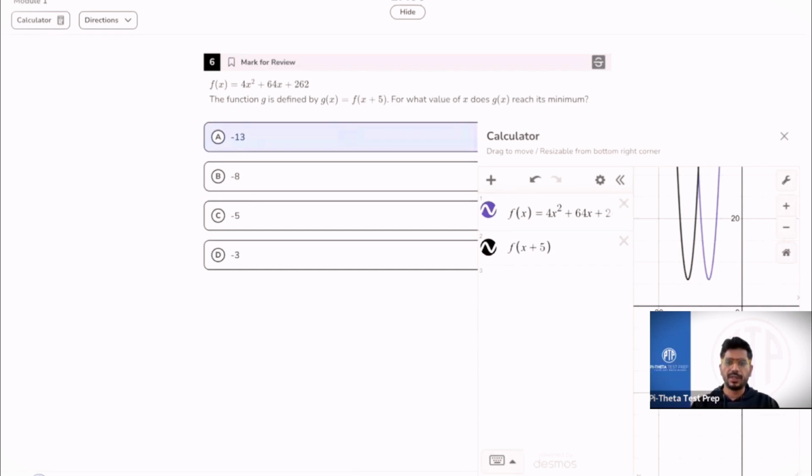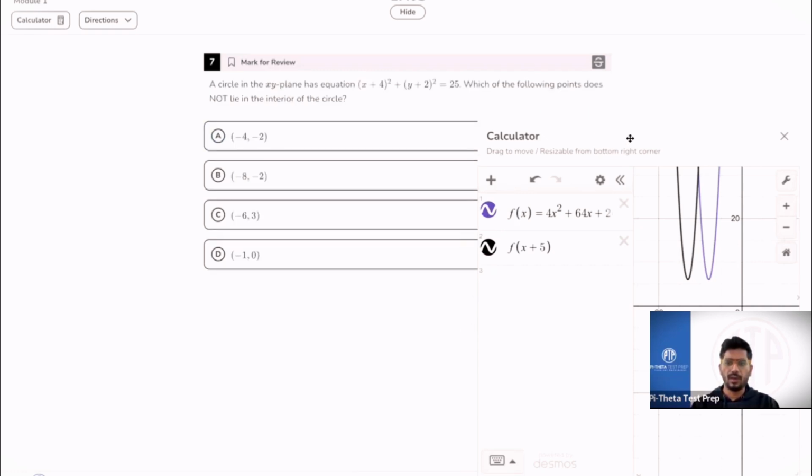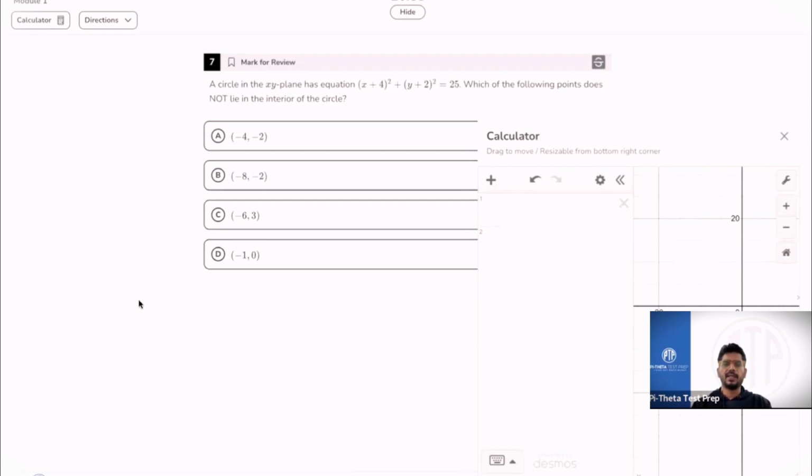I'm going to the next question here. Good. This is a very good question. They're telling a circle in the xy plane has the equation. Now, what type of equation is this? This is the center radius form of the circle. This is not a standard equation, right?